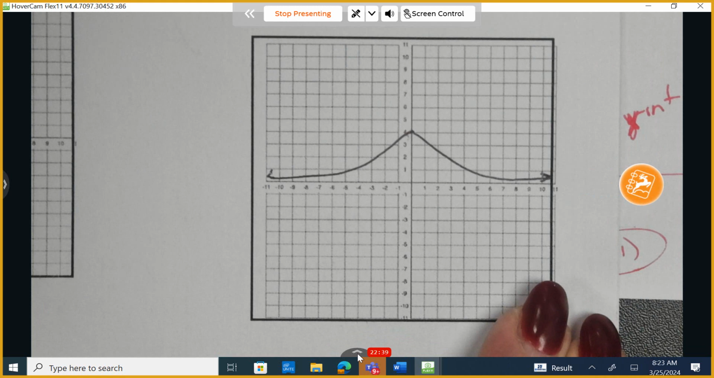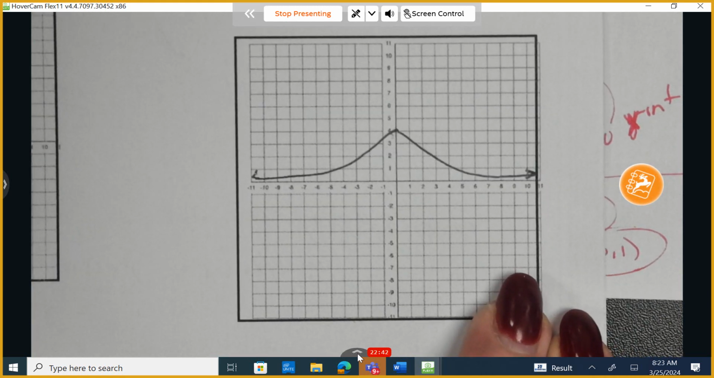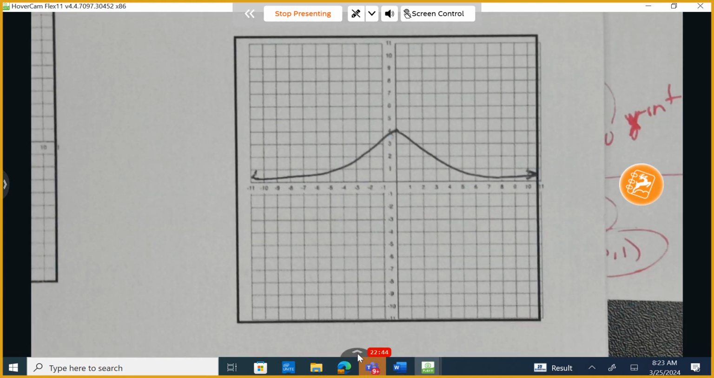Okay, let's go on to this one right here. Think of this as a quiz right now. On your own, you can do it in your head, you can do it on paper. Go.